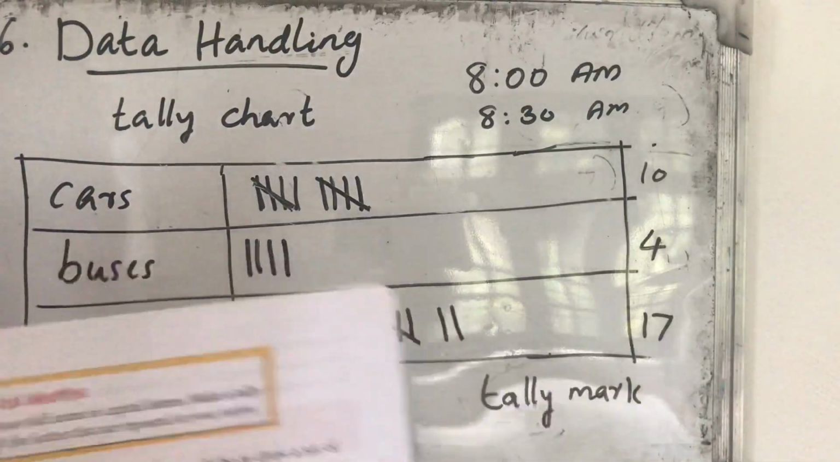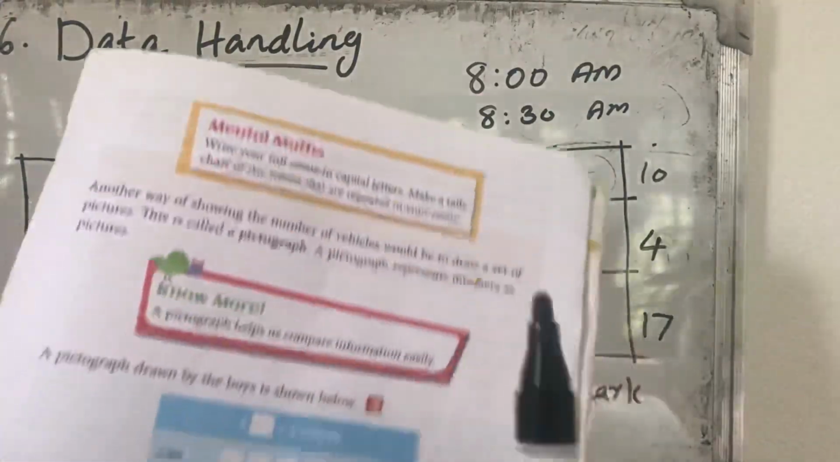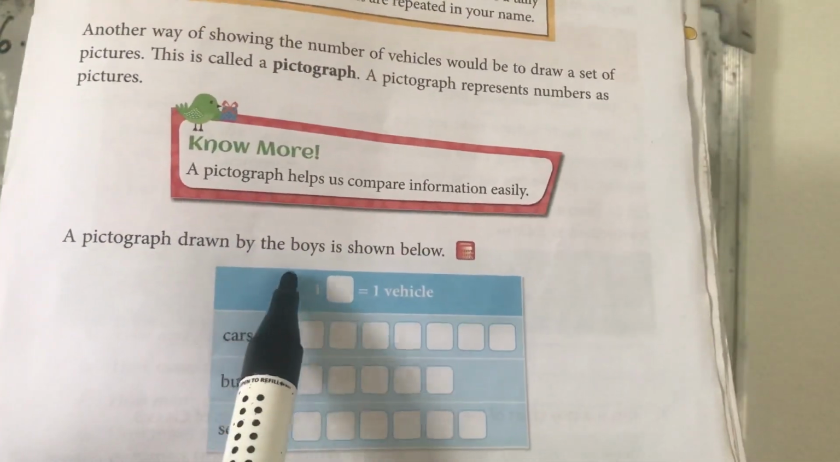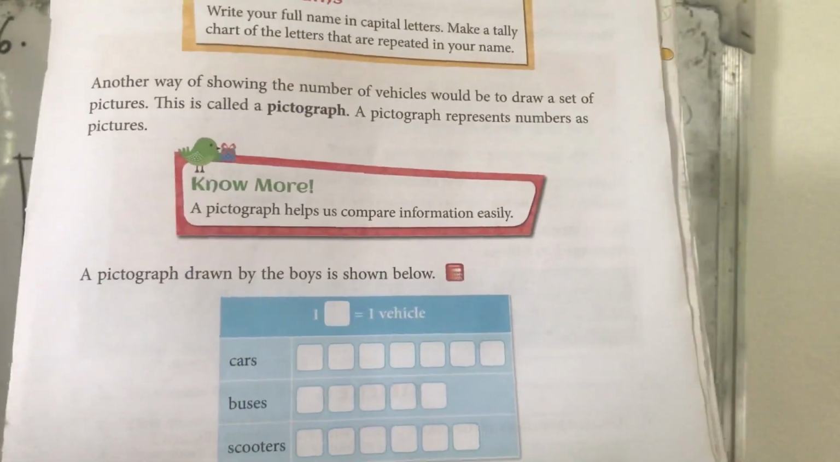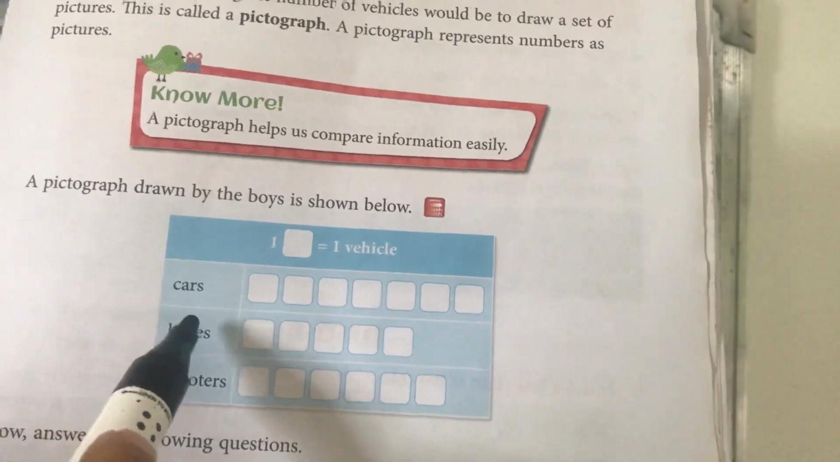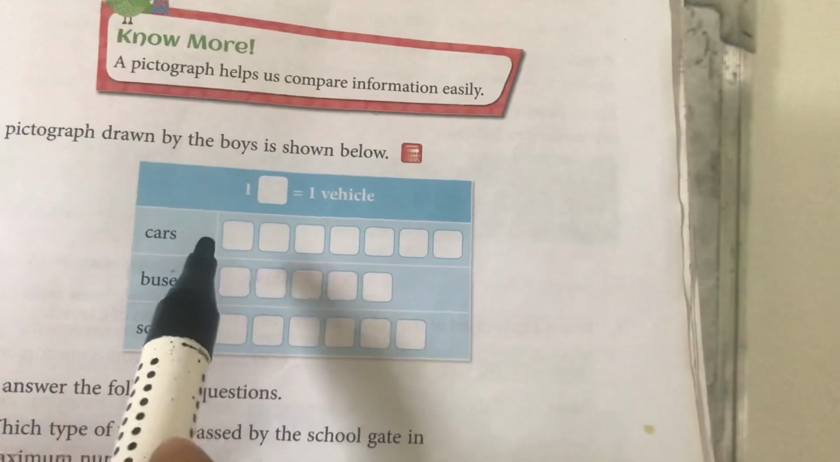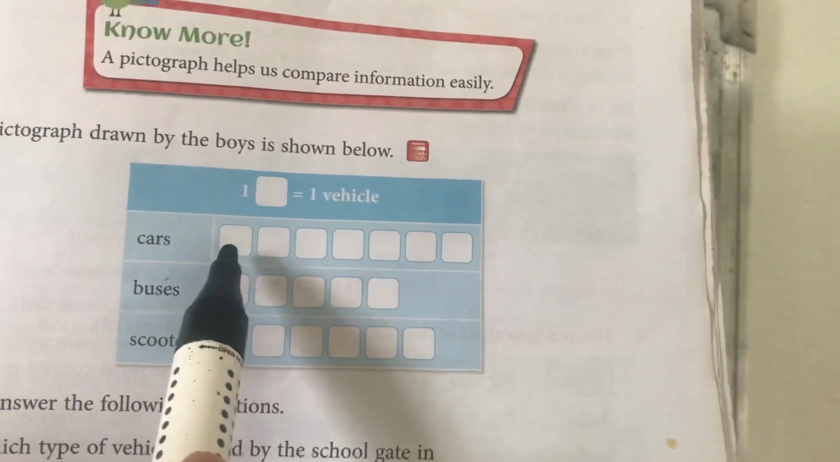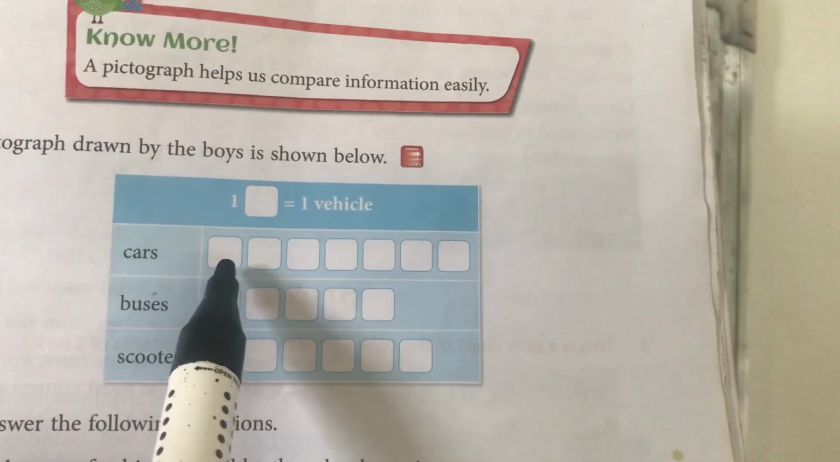Pictograph, that is also very easy. Suppose that same example we are marking. You look here, a pictograph drawn by the boys is, instead of drawing tally marks, we are drawing a picture. Any picture we can draw. So suppose here for that same data collecting cars, buses, scooters, you look, they marked for one car, they represent this one square. What does this square represent? One car.